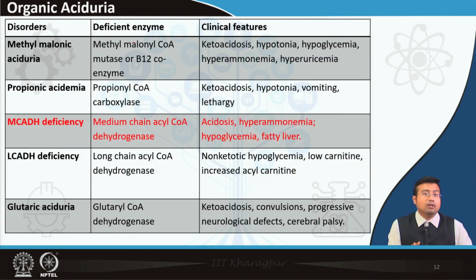This slide is also a common slide that was shown in the previous lecture on fatty acid disorders, specifically the 3rd class of fatty acid oxidation. So, methylmalonic aciduria, propionic acidemia, medium chain acyl CoA dehydrogenase deficiency, long chain acyl CoA dehydrogenase deficiency, glutaric aciduria. Why is this red? Because this is the most common disorder. I am not going into detail, you can simply recap and move on.